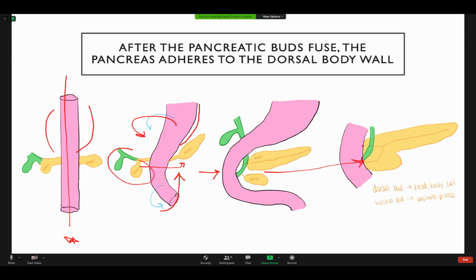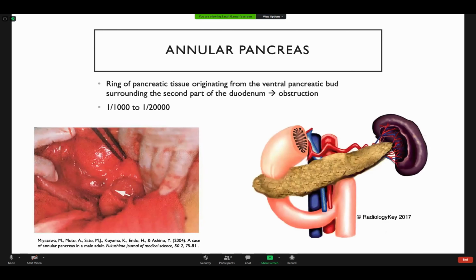But after it all fuses here, it's then again going to be pushed backwards, posteriorly, and it's going to adhere to that posterior or dorsal body wall. And it is then considered secondarily retroperitoneal. So another congenital anomaly that can happen here is pretty cool.